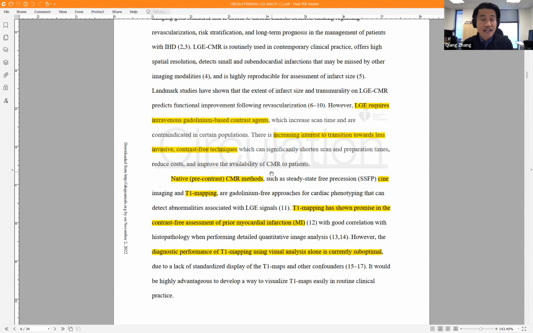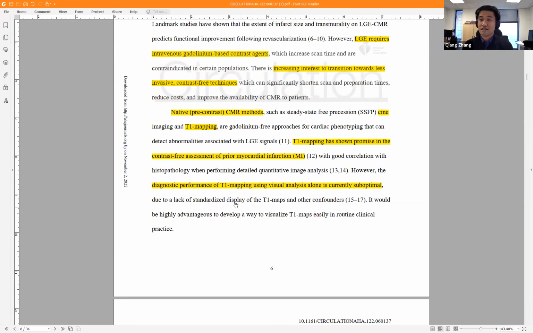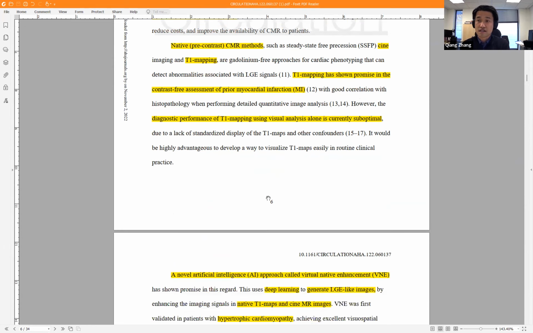apologize. So native CMR, such as cine and T1 mapping, are alternative methods for cardiac phenotyping. And in particular, T1 mapping has shown promise in the contrast-free assessment of primary infarction. But the diagnostic performance of T1 mapping using visual assessment alone is currently suboptimal, due to a lack of standardized presentation and other confounders.